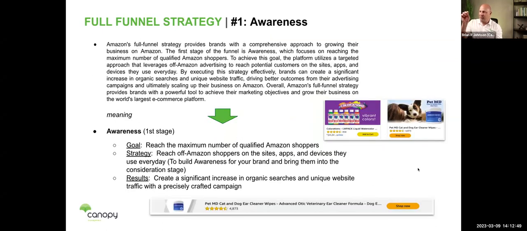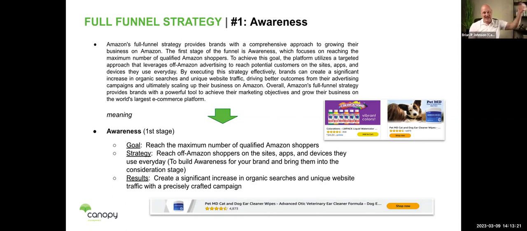Let me go through a couple of things on this from a funnel strategy. So when it comes to awareness, the goal here is to reach the maximum number of qualified Amazon shoppers, whether off Amazon or on Amazon. Your idea with DSP is that you're going to try to reach them in places when they're not on Amazon, in other social media, other streaming video, other websites that Amazon considers likely to drive the most amount of purchasing traffic back to Amazon. That's why they bought them.